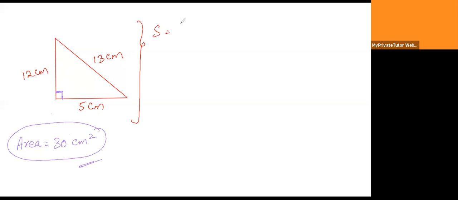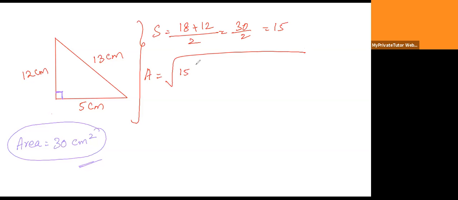13 plus 5 is 18. 18 plus 12 is 30, I think. So 30 divided by... Oh, it's not 60, it's 30, right? Joseph, I think you mean to say 30. So 30 divided by 2. So S value is 15.